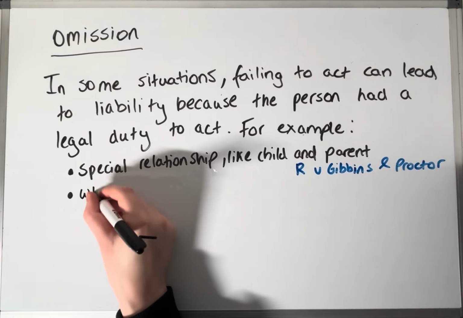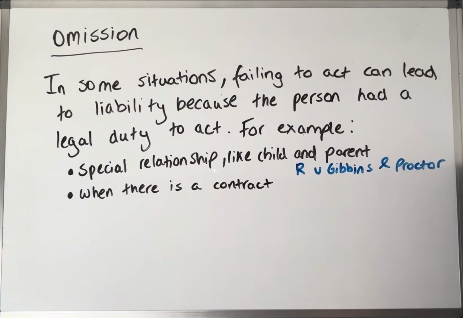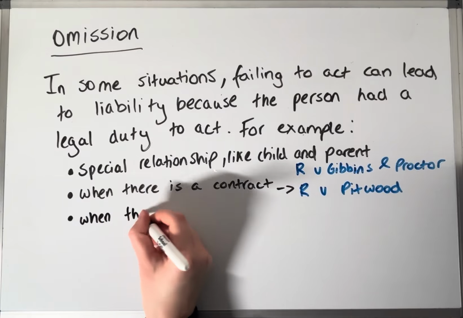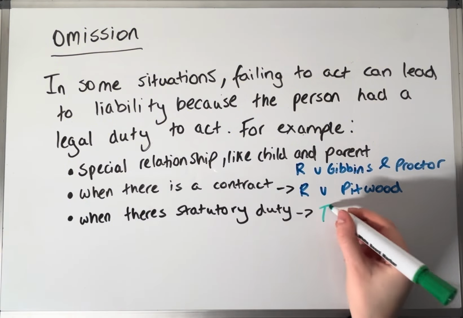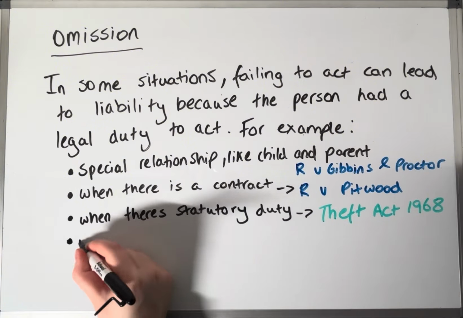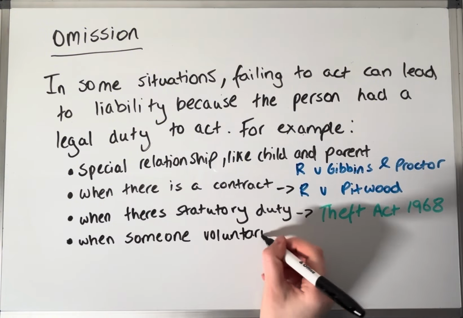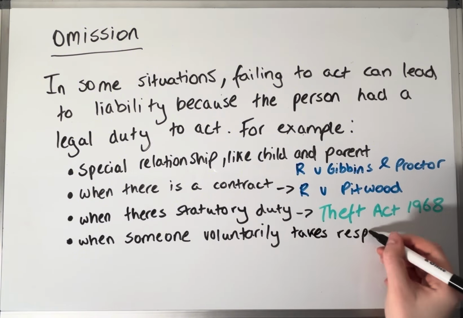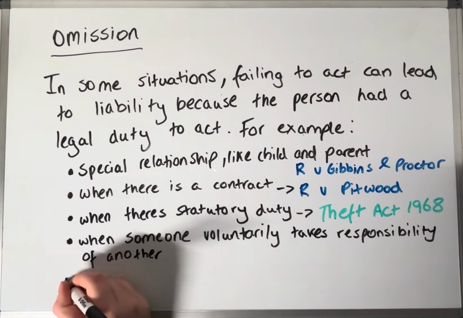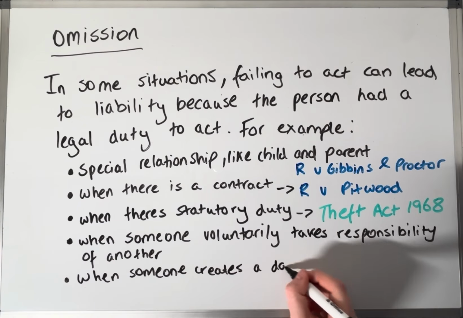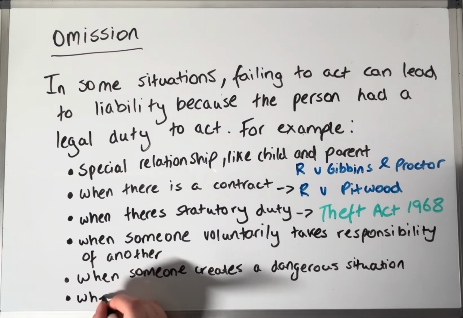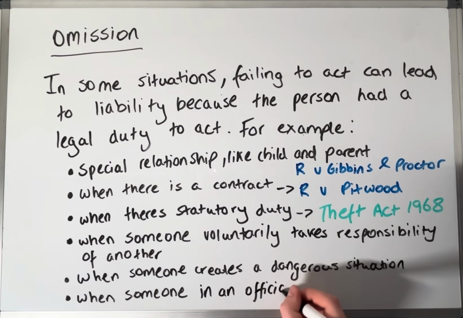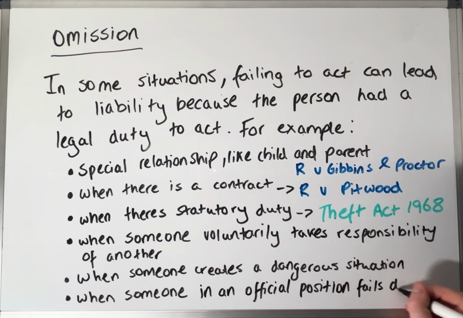Gibbons. We can see this when there is a contract, seen in R v Pittwood. Also, when there's a statutory duty, an example is the Theft Act 1968. Also when someone voluntarily takes responsibility of another person, when someone creates a dangerous situation, and lastly, when someone in an official position fails their duty, for example, police.